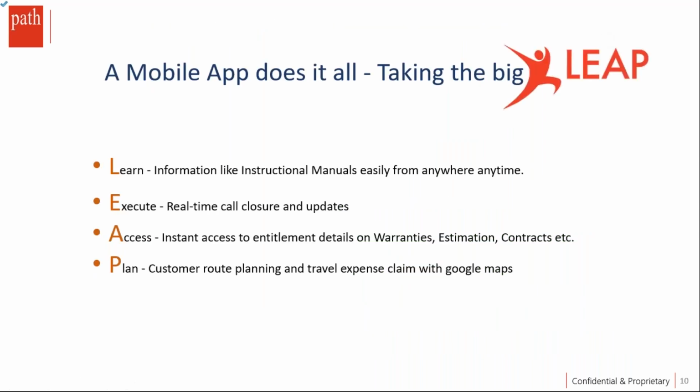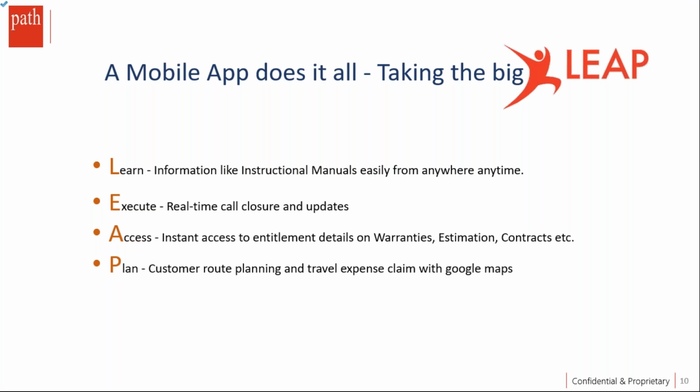I would like to summarize adopting a mobile app in four basic areas. While you take a big leap to transform your service operation, you categorize these four processes. One is your learning part, where information like instruction manuals is easily available anywhere, anytime. You have your mobile, so you can download your manuals if you want to learn. The execution part, real-time call closure and update. The access part, where you have instant access to entitlement details on warranty, estimation, contracts, etc. And the planning part, like I told you about customer route planning and travel expense claims with Google Map.